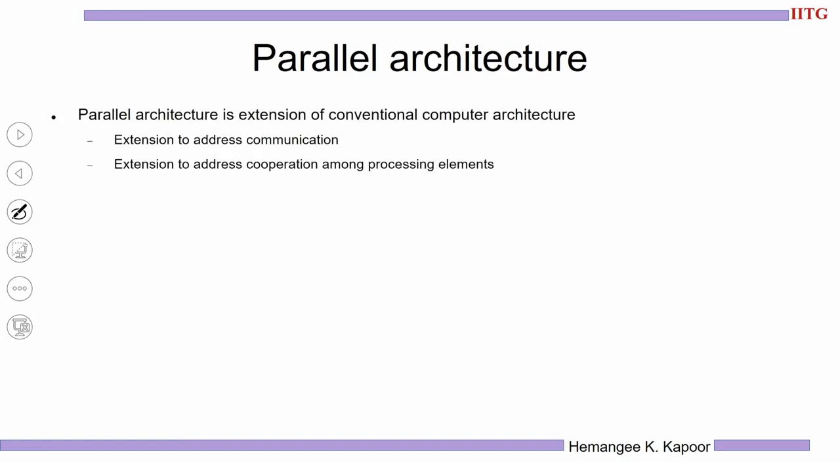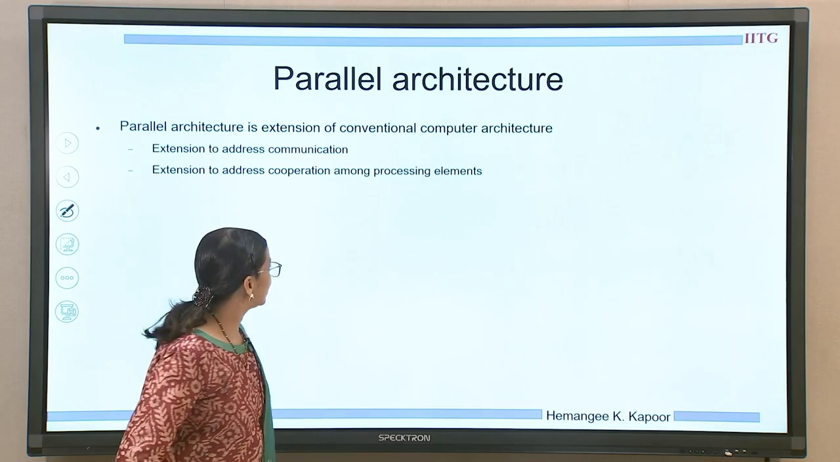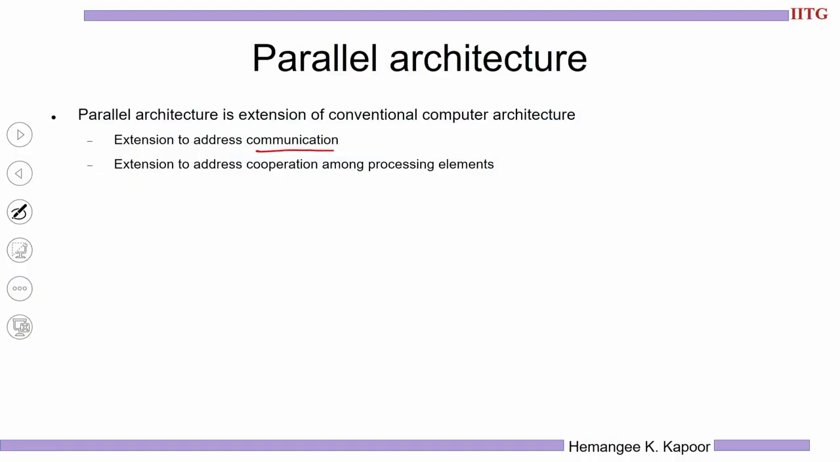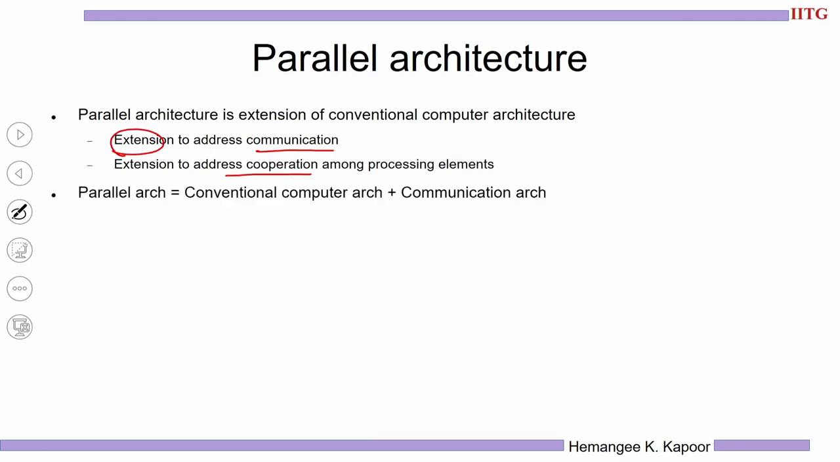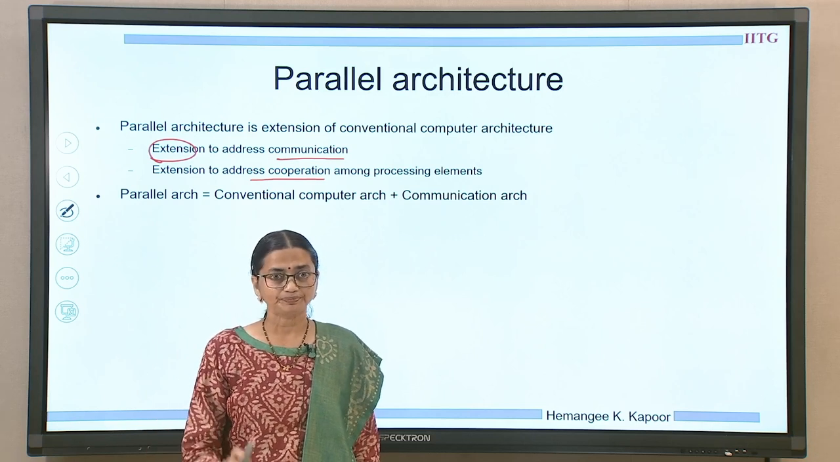So what essentially is it? It is a basic conventional computer architecture with some extensions. What are the extensions? Communication and coordination. We have to address communication and cooperation among the processing elements. So we need to extend the conventional architecture with better communication and coordination methods to move from conventional to parallel. A parallel architecture can be written as a simple equation: conventional architecture plus communication architecture.